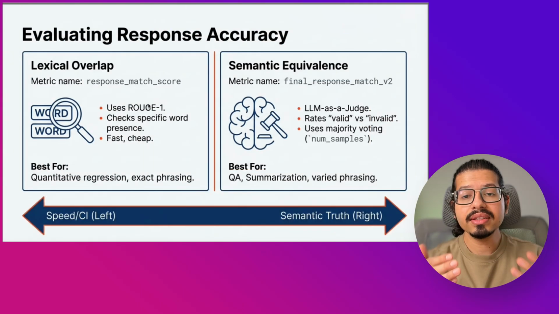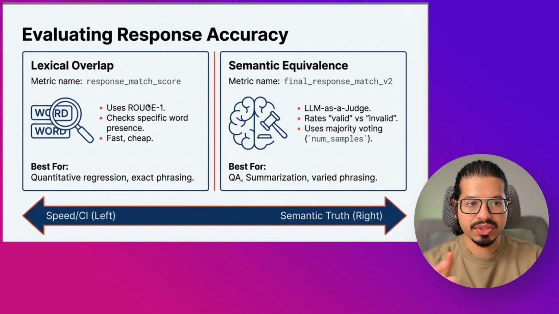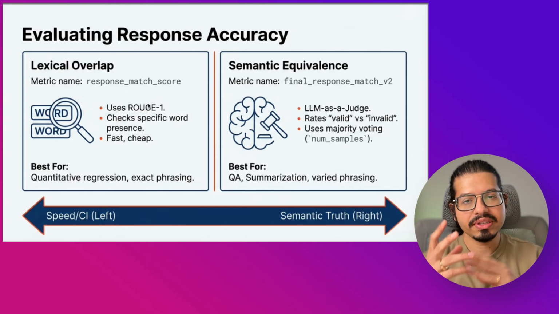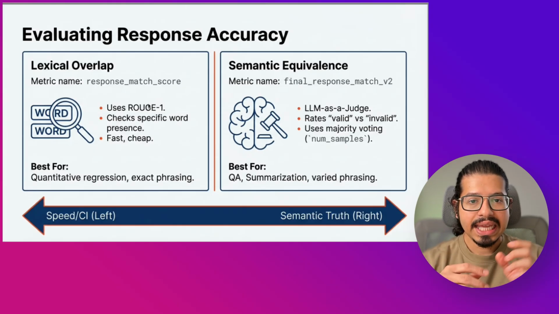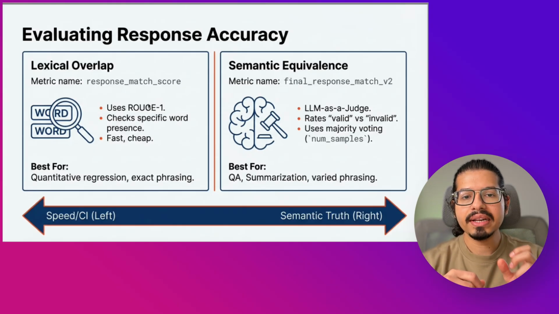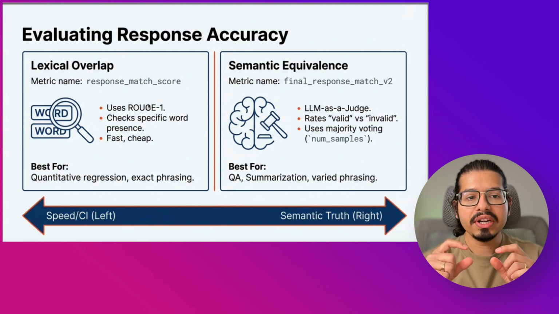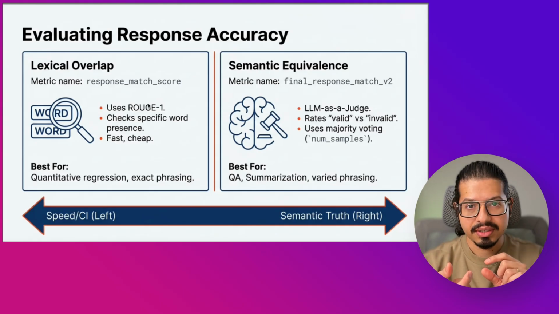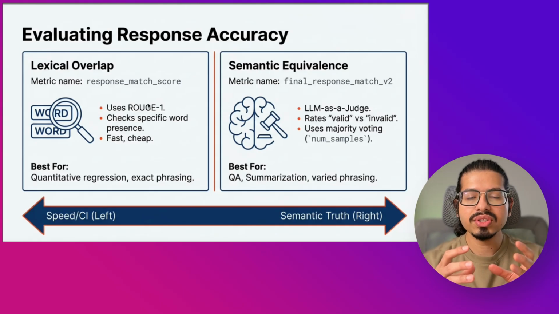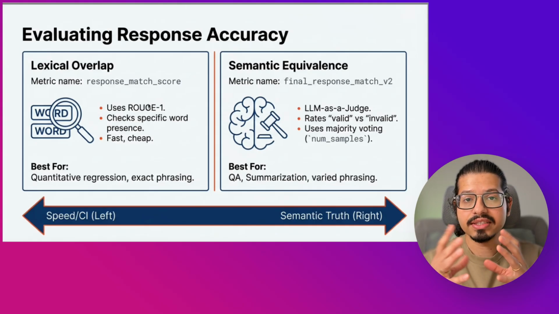Next is evaluating the response accuracy of the agent. Now, there are two ways to measure the response accuracy. Lexical overlap. The metric for it is known as response match score. It's fast, it's efficient, but it focuses on word matching. Okay, it's good for regression checks or exact phrase matches.